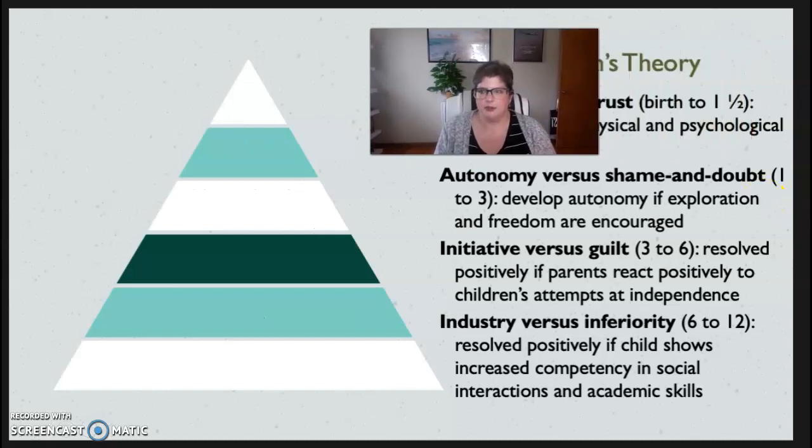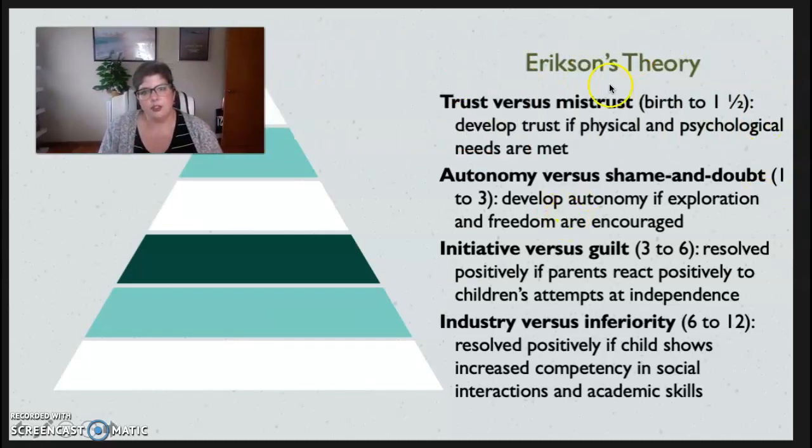So first one, this is from birth to about 1.5 years. Trust versus mistrust is just like it sounds. You want to make sure their physical and psychological needs are met. If that's happening, then they're going to just trust adults in general.